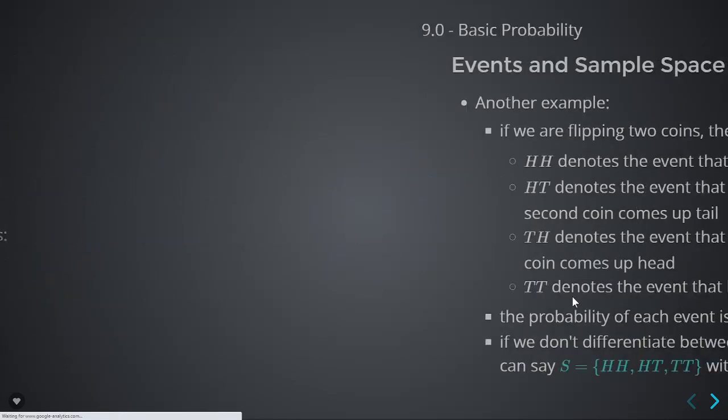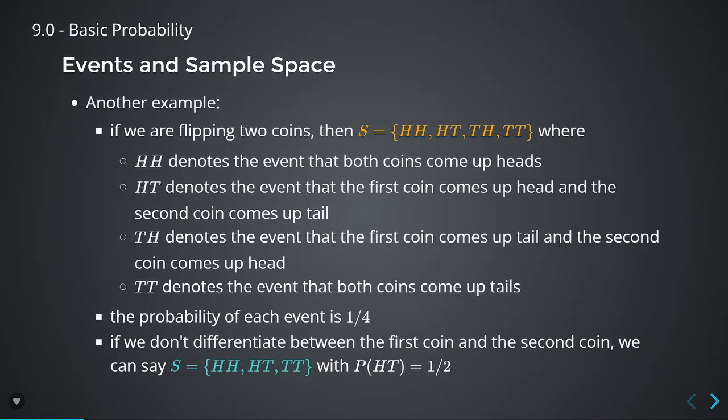Now, I can make this slightly more complicated. If you're flipping two coins, then you actually have 4 events. I'm going to write HH to signify that you come up with head twice. Or you can get HT or TH, head and then tail, or tail and then head, or TT. And the probability of each event happening is 1 in 4. Because you have 4 events here, and let's say they're all equally likely to happen, so it's 1 in 4.